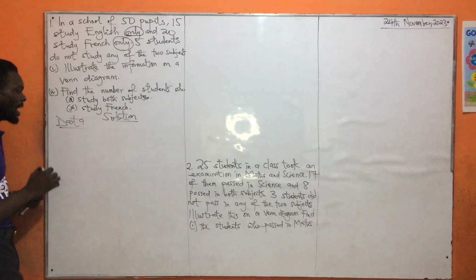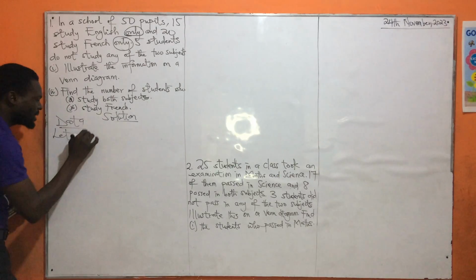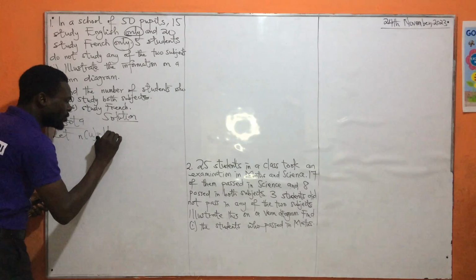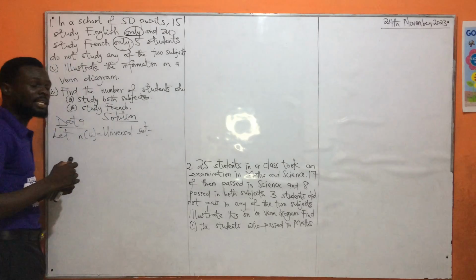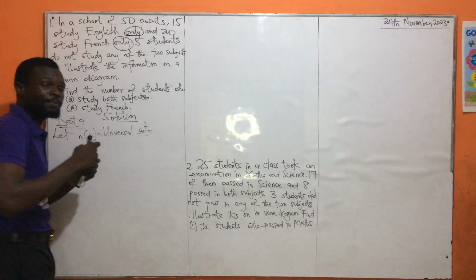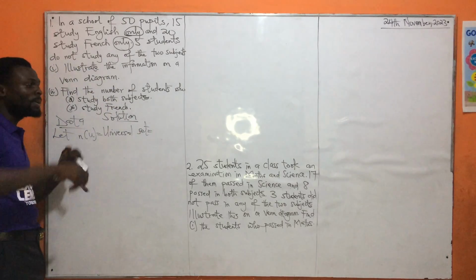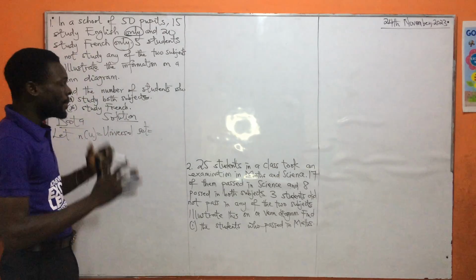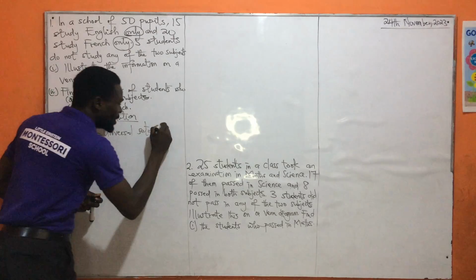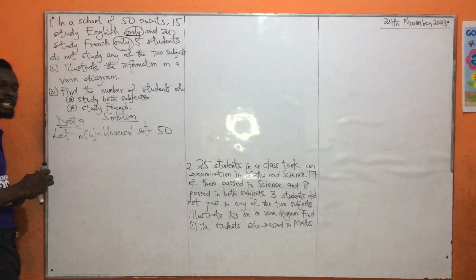So in a class of 50 people, in solving, I need my data. So my data, I am going to say, let the number U be my universal set. And from the question, the universal set is 50. Assuming the universal set is not given, we just represent it with a variable. But once the universal set is given as 50, we write it down.